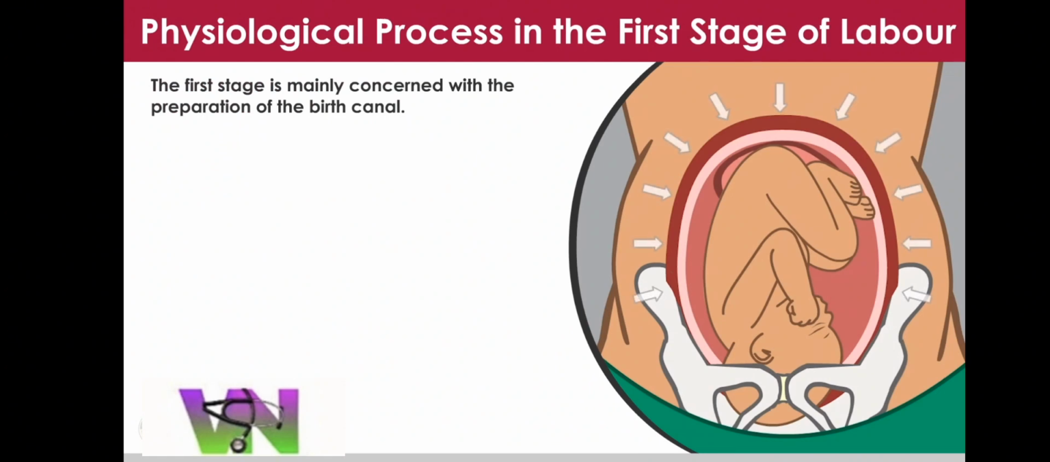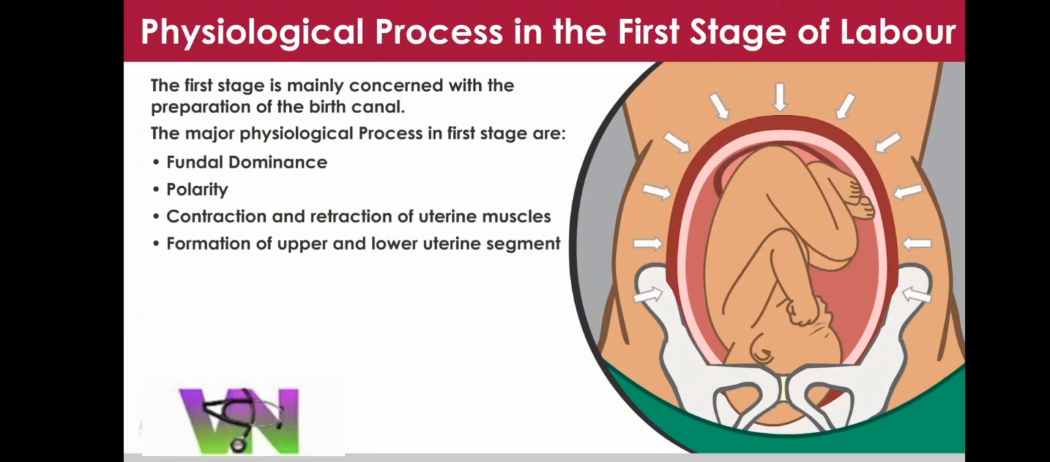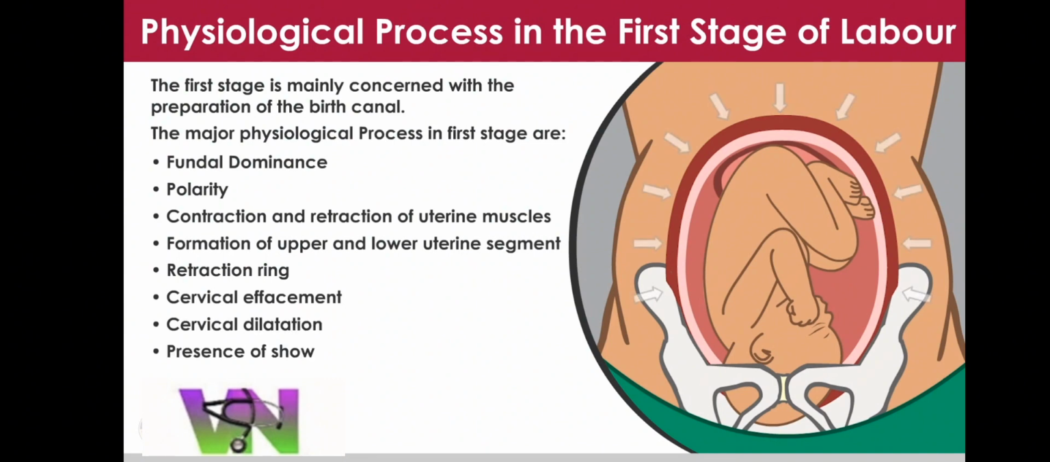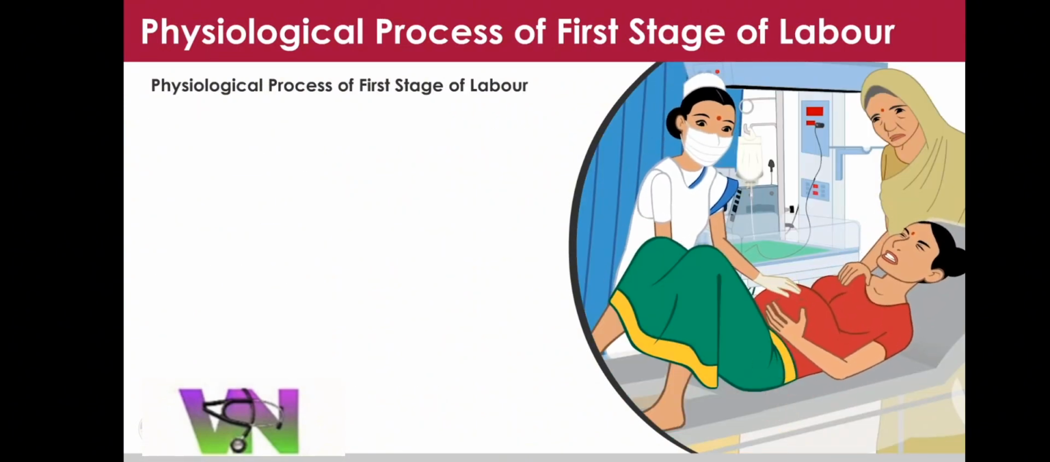Physiological process in the first stage of labor. The first stage is mainly concerned with the preparation of the birth canal. The major physiological processes in first stage are fundal dominance, polarity, contraction and retraction of uterine muscles, formation of upper and lower uterine segment, retraction ring, cervical effacement, cervical dilatation, presence of show, formation of bag of membranes, rupture of membranes, fetal axis pressure.